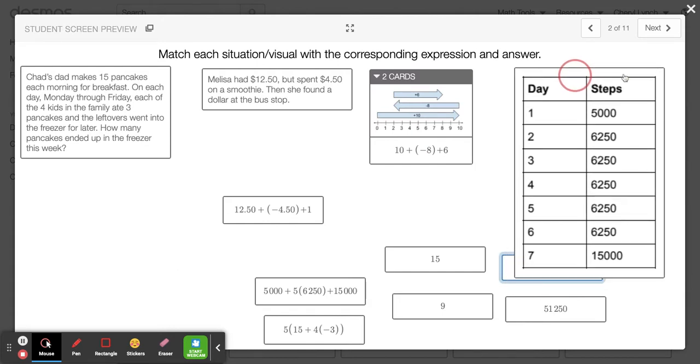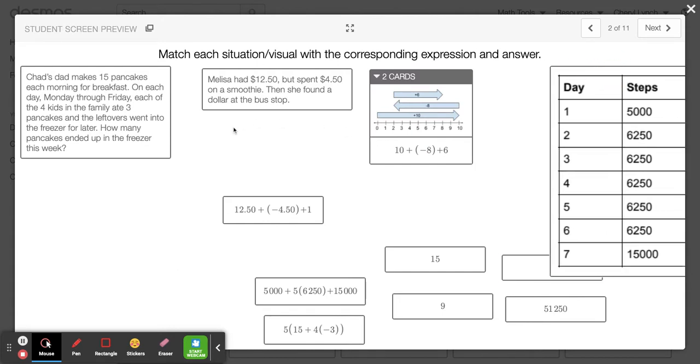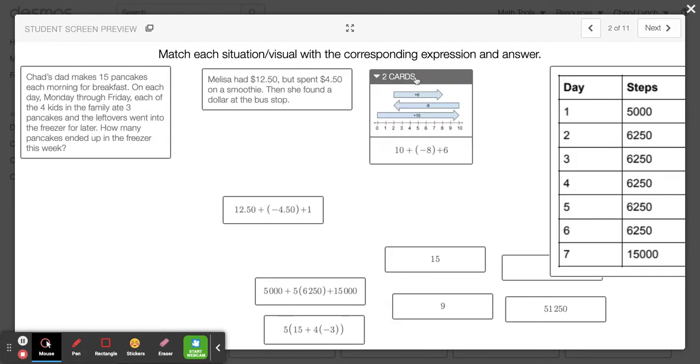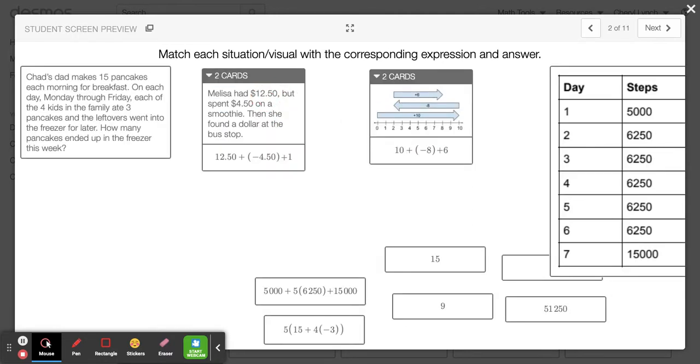Great. That one's done. Okay, so now look at Melissa's expression. Melissa had $12.50, but spent $4.50 on a smoothie. Then she found a dollar at a bus stop. So I'm looking for something where I start with $12.50, spent would be minus or plus a negative, and then found a dollar, that would be plus. Okay, so let's see if I can find that expression, and I see right here, I start with $12.50, I add a negative $4.50 for the smoothie, and then I find a dollar at the bus stop. So I'm going to attach those two cards.